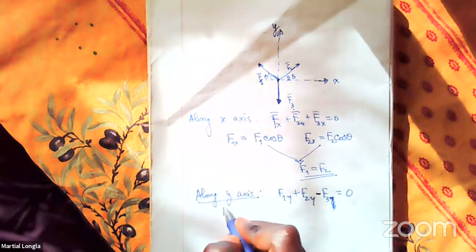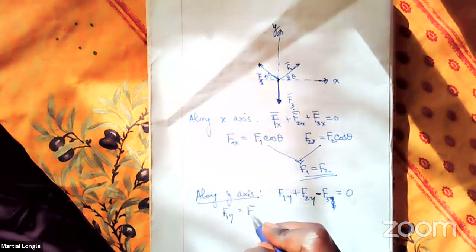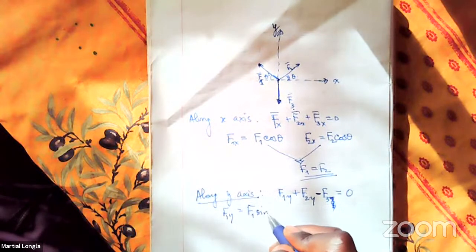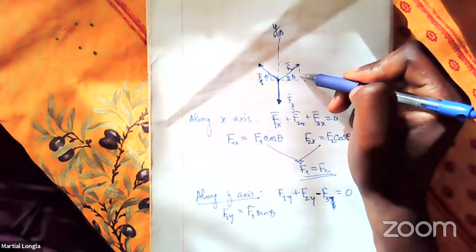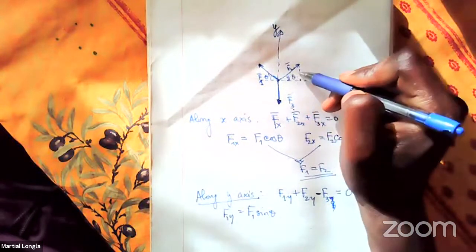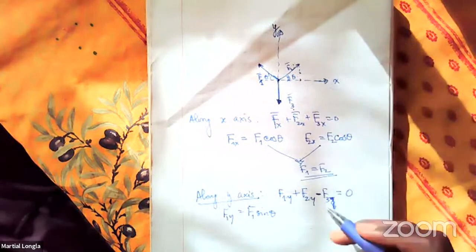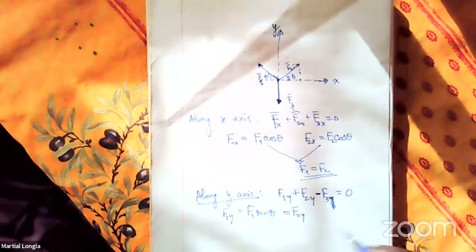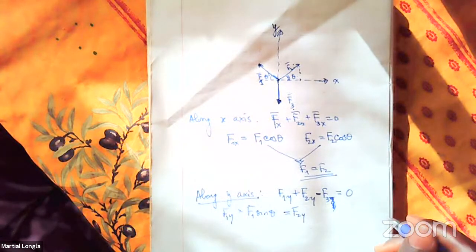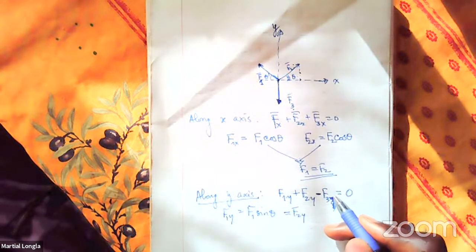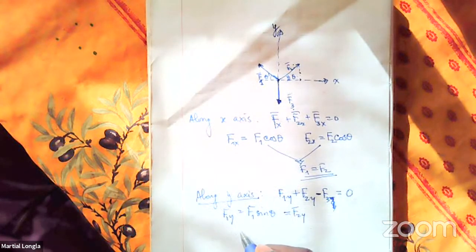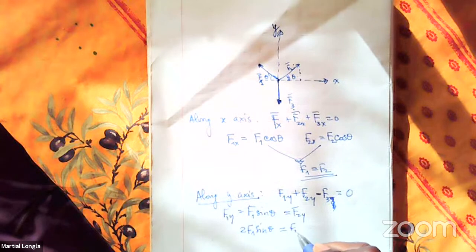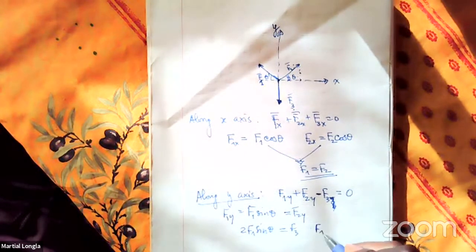Now, F1y is F1 sine theta. F1y, it's that side. Sine of theta is F1y over F1. So F1y is F1 sine theta, and it's the same as F2y because we got F1 equal F2. So what is going to happen is that you got 2 F1 sine theta equals F3. So F1 is F3 over 2 sine theta.